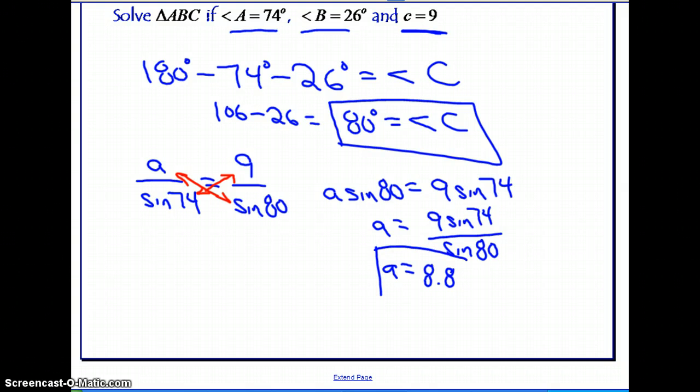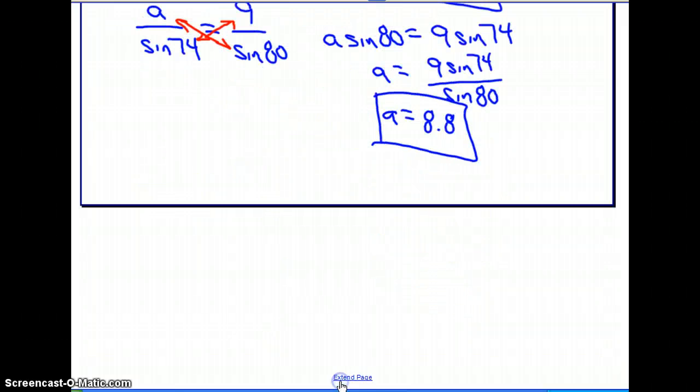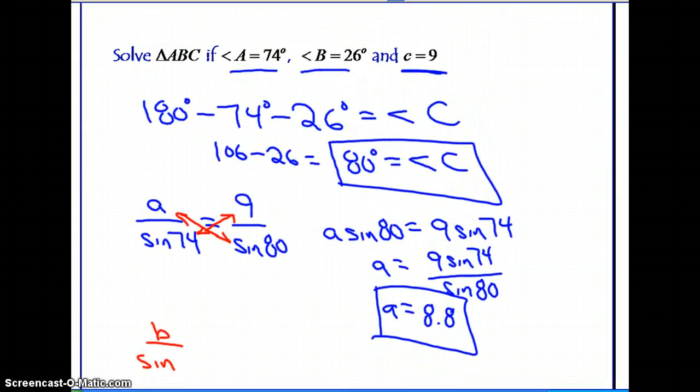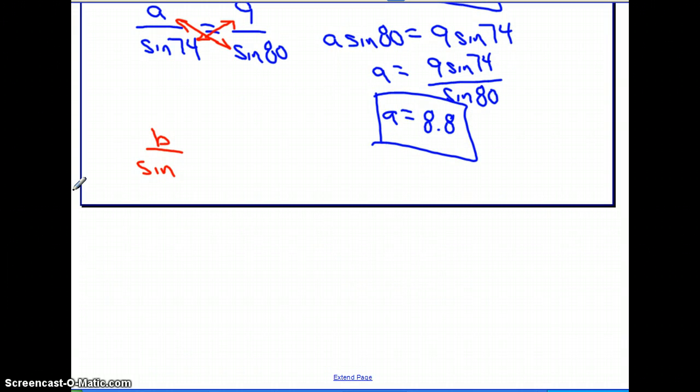All right. We've got side A, we've got angle C. Only one more thing to figure out. That would be side B. Cannot use the Pythagorean theorem. This is not a right triangle. We will set it up just like the previous part, except we'll use B's. So B over the sine, what was angle B? 26 equals C, 9 over the sine of 80.